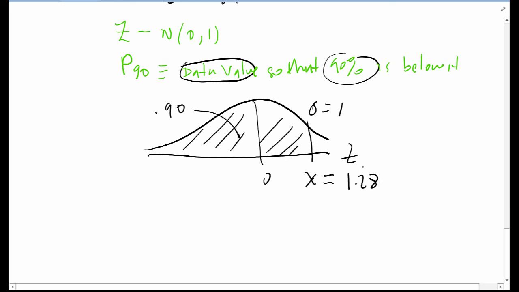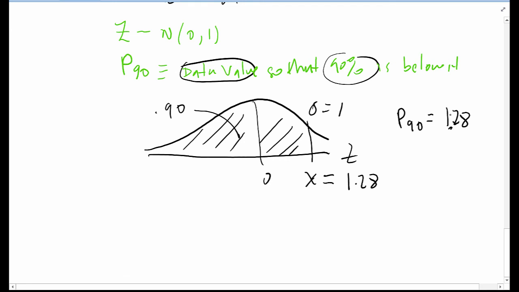In other words, 90% of the data is below 1.28. So 1.28 is the 90th percentile. P90 is equal to 1.28.